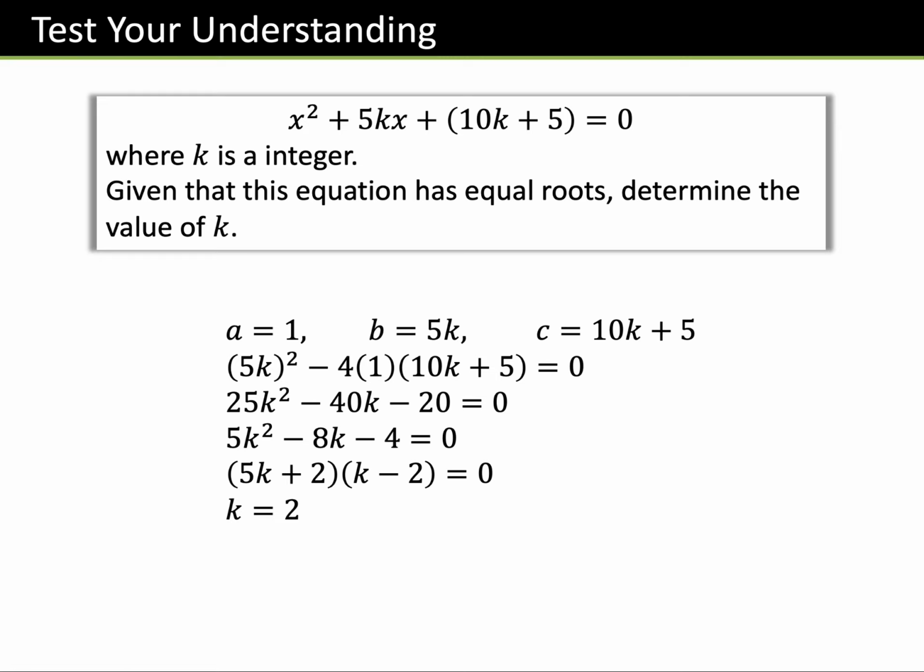Put into the discriminant b squared minus 4ac, which we know is equal to 0 because we are told we have equal roots. So we get 5k squared minus 4 times 1 times 10k plus 5 equals 0, which gives us 25k squared minus 40k minus 20 is equal to 0. Factorize to give 5k plus 2, k minus 2 equals 0. We are only interested in integer values, so k must equal 2.